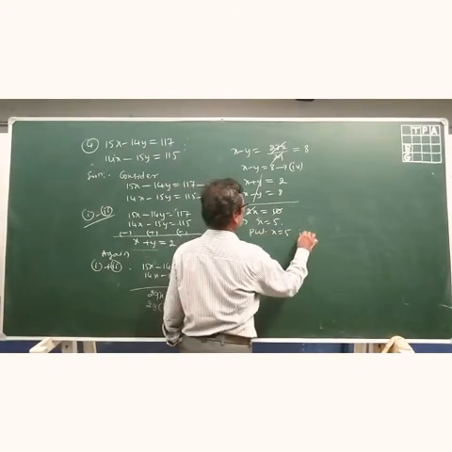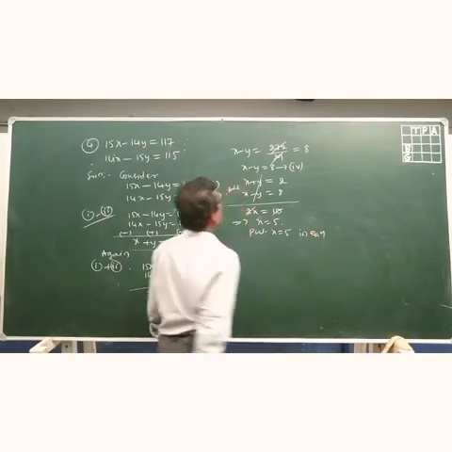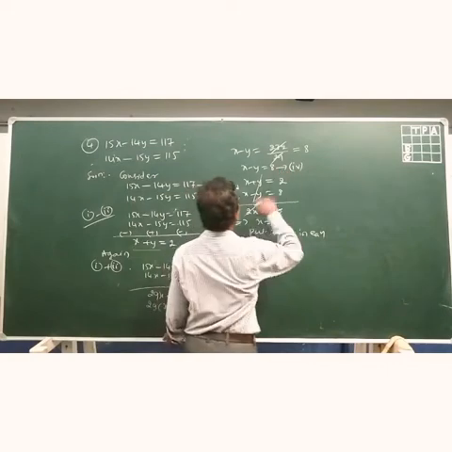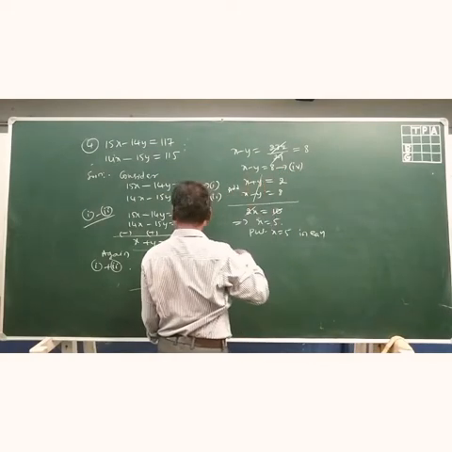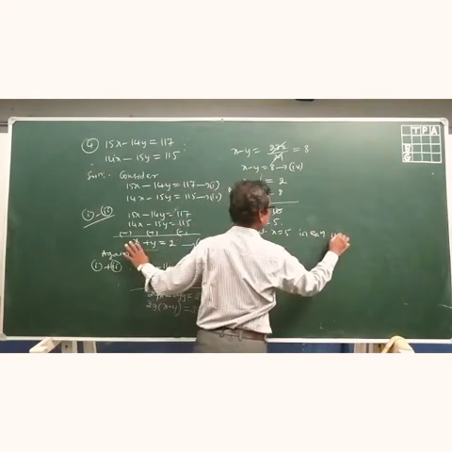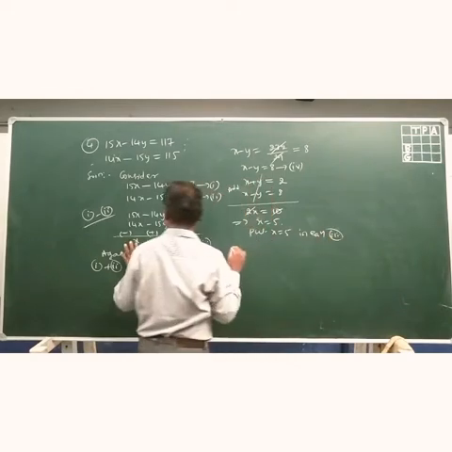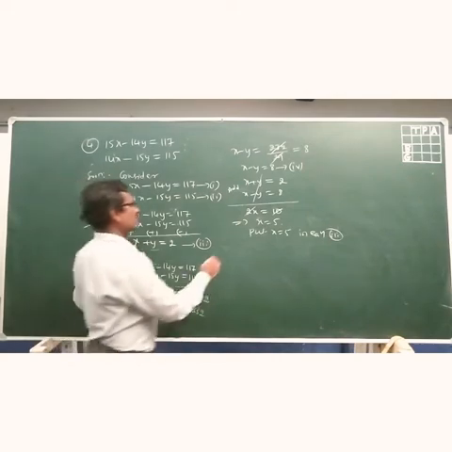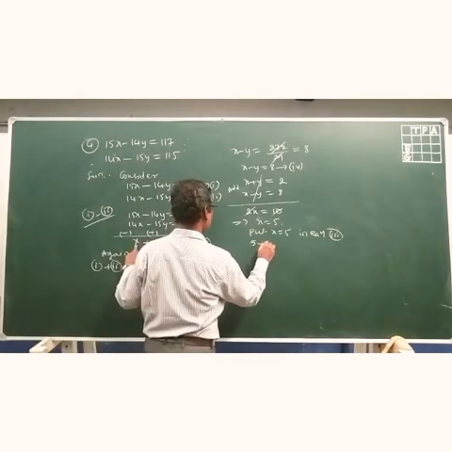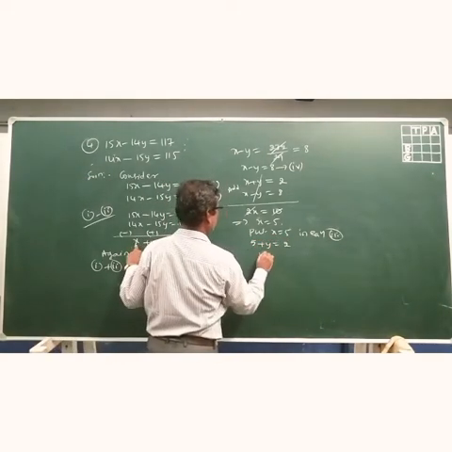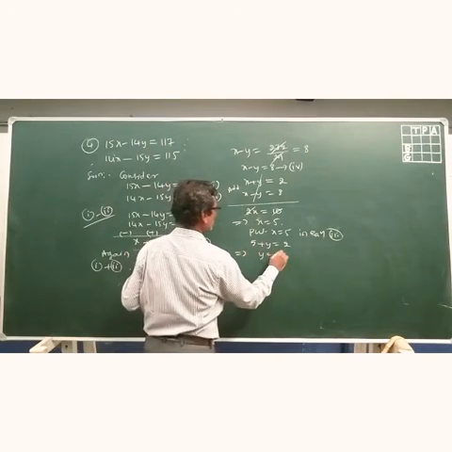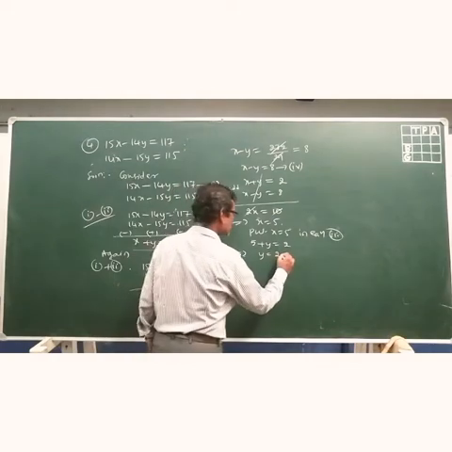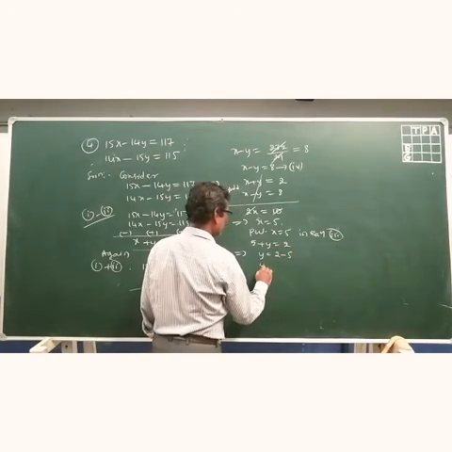Put x is equal to 5 in either of the equations, equation 3 or 4. So I put it in equation 3. x is equal to 5, so 5 plus y is equal to 2. This implies that y is equal to 2 minus 5, on shifting the plus 5 to become minus 5.